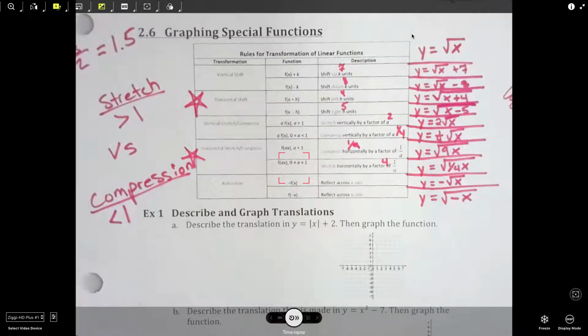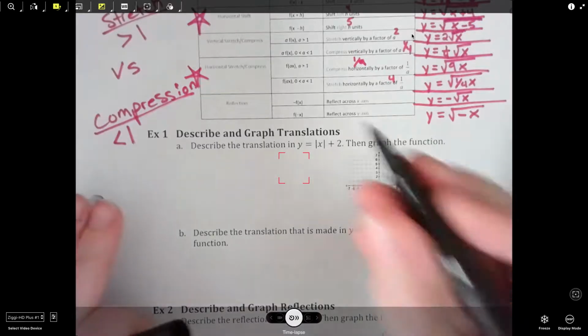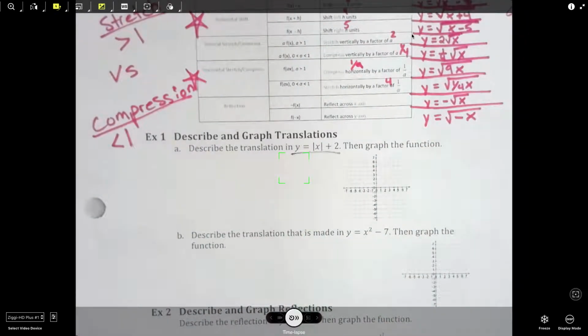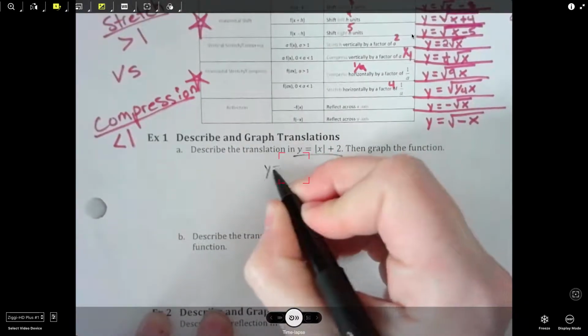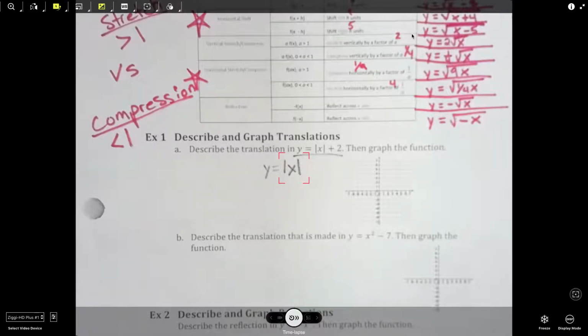So those are the rules. That's with a different type of function. All right, example 1. Describe the transformation, or translation, I guess is what it's called. If I strip away all of the numbers from this function, what type of function do we have? Y equals the absolute value of x. That absolute value is still there when we strip away the numbers, kind of like x squared.